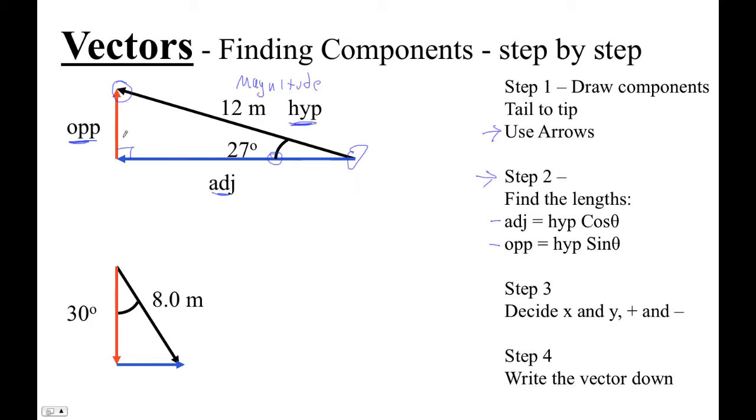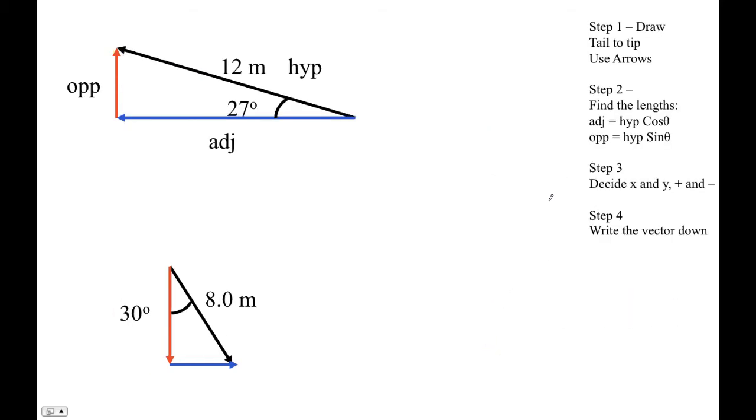Now if I want to find these sides, I've got to use this little formula here. So let's do that for this guy here. I'll do that in a sec. And then the next step is to decide x and y. We've done that already in the previous video. Decide plus and minus, and then we've got to write the vector down. So let me do it on these guys here.